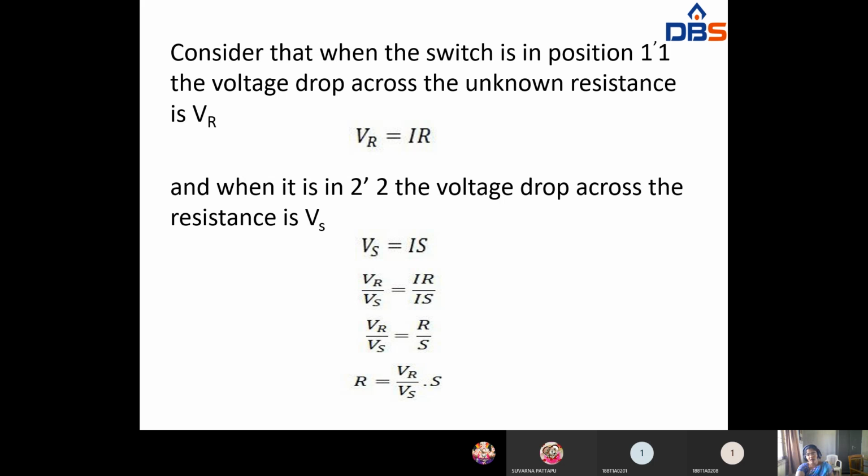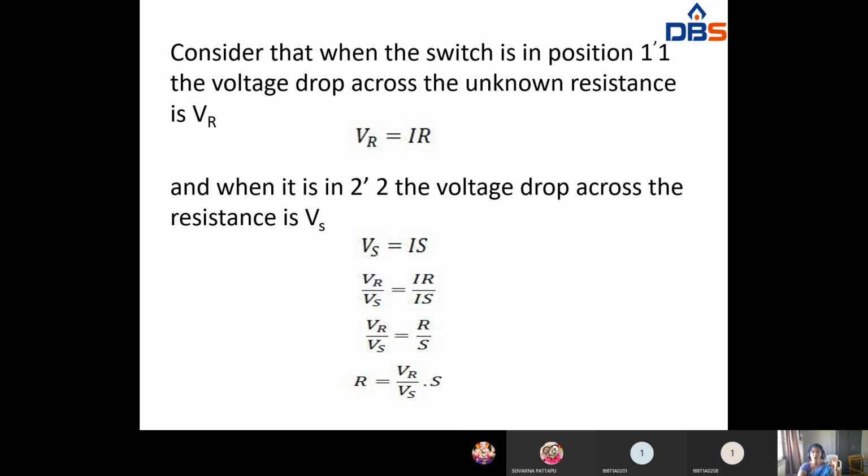In the previous two classes we discussed the DC bridges. DC bridges are nothing but those used for the measurement of resistance. For measurement of low resistance we use the Kelvin's double bridge and the ammeter-voltmeter method. Those were discussed in the previous class.